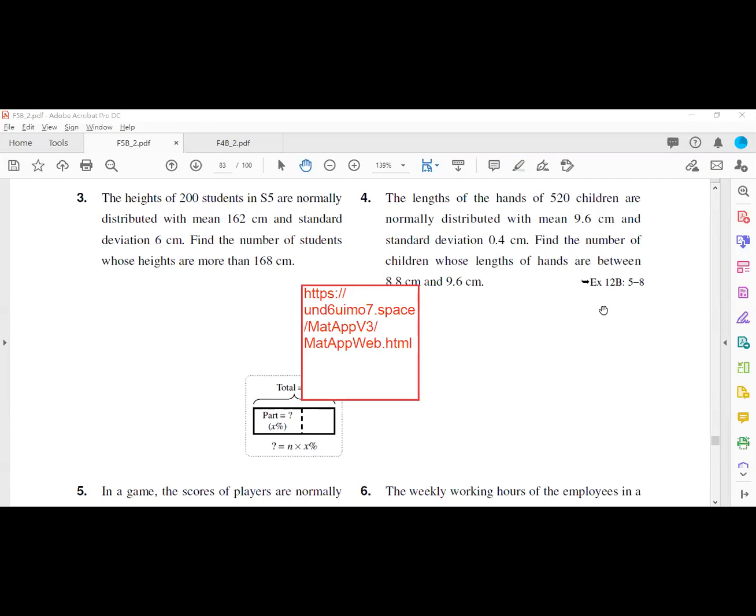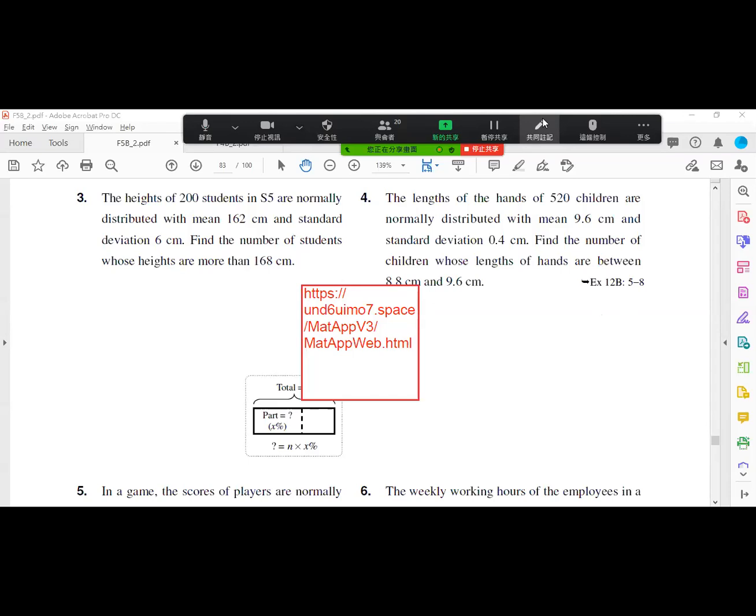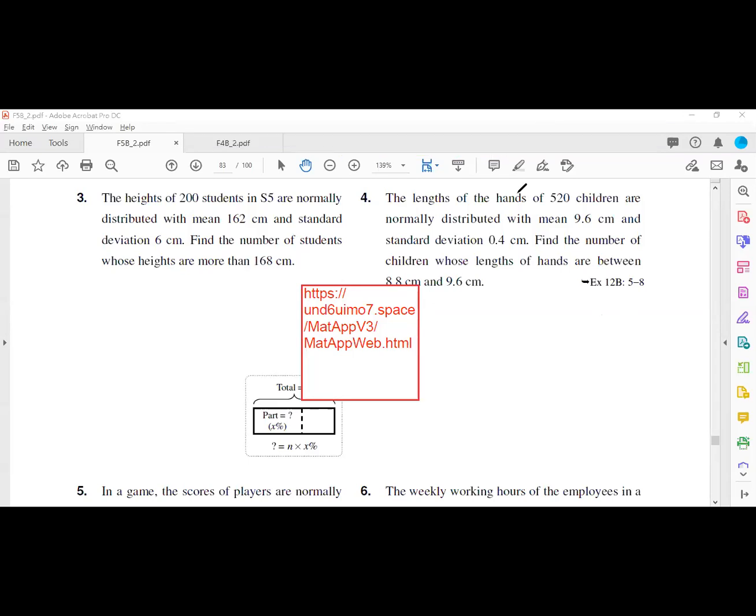Okay, and we are on page 83 of the math book. And so in the first lesson, I will do question number 3 to number 7 with you together. Okay, and this is the classwork. This is the classwork I assigned to you last Friday.